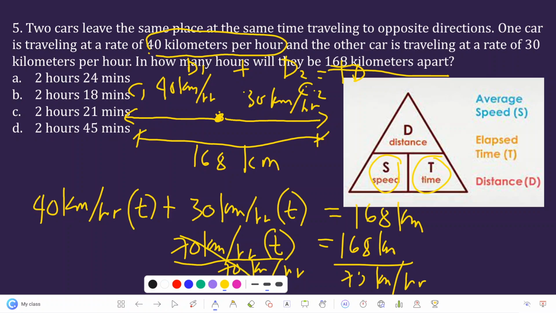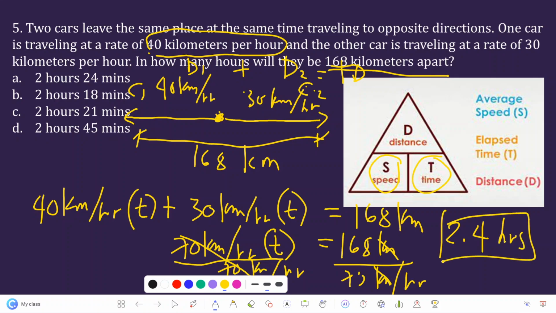You have here 70 km per hour. And you can cancel this and this and this. At saka may hour ka na lang na natitira. So 168 divided by 70 is simply, ilan ba? 140 is 2.4. 2.4 hours.